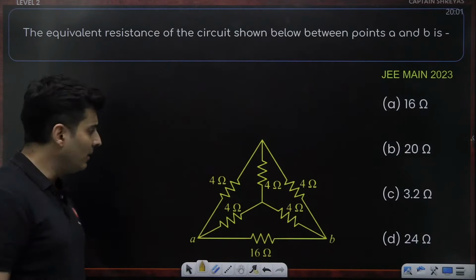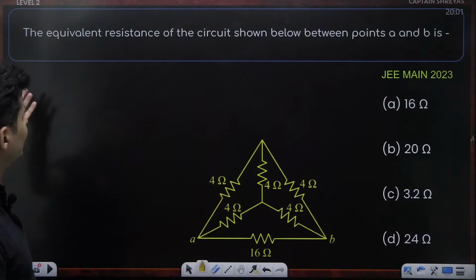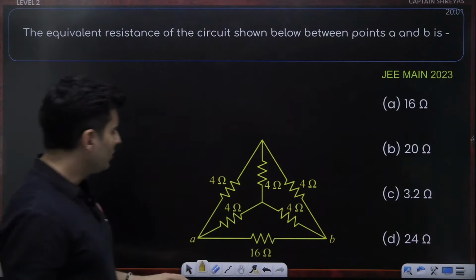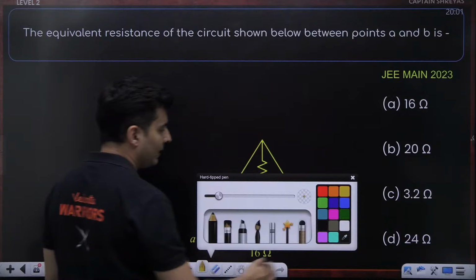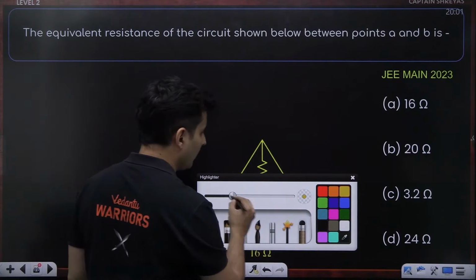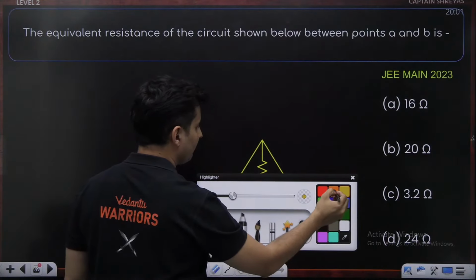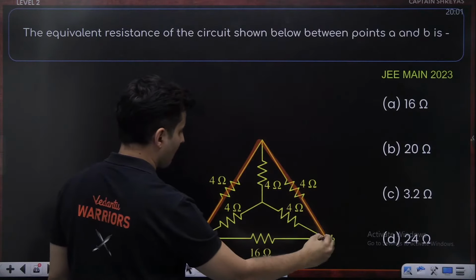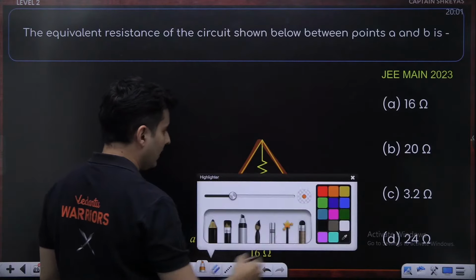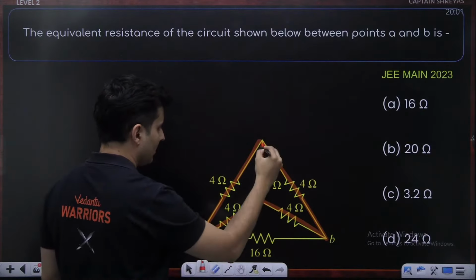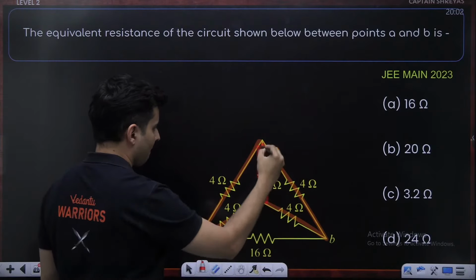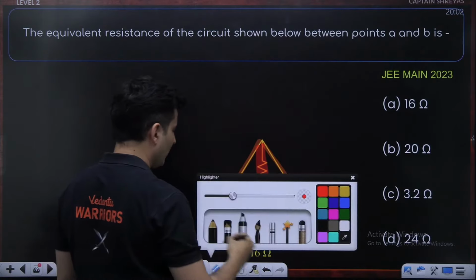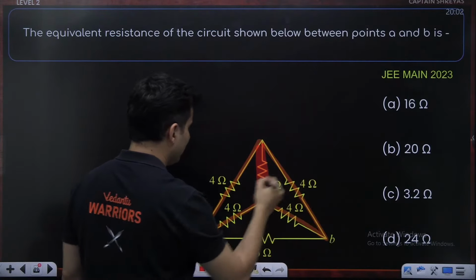This was asked in JEE 2023. There is a network of resistors, and the question is, what is the equivalent resistance between A and B? I can identify a Wheatstone right over here. Let me highlight it for you. Check this. In that, this is useless. Can you see that? 1 is to 1, 1 is to 1. So that's it, this is useless.